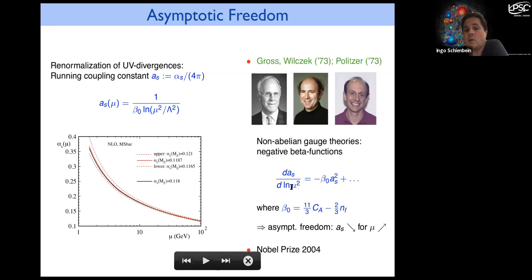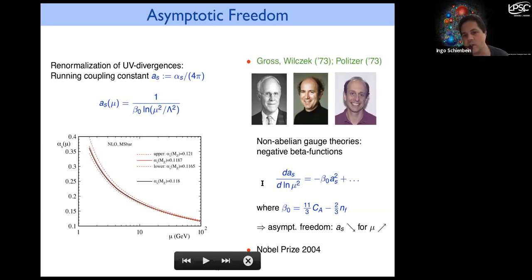So the logarithmic derivative of a_s, where I define a_s as alpha_s over 4 pi, is given by a beta function, which can be expanded in a_s, and the leading term is minus beta_0 a_s squared, and beta_0 is 11/3 C_A minus 2/3 N_F. C_A is 3, and N_F is the number of active flavors in the loops. So this beta_0 is positive, such that the entire beta function is negative. And that leads to asymptotic freedom, because if the right-hand side is negative, that means that a_s has to become smaller if we increase mu. And that's what we see.